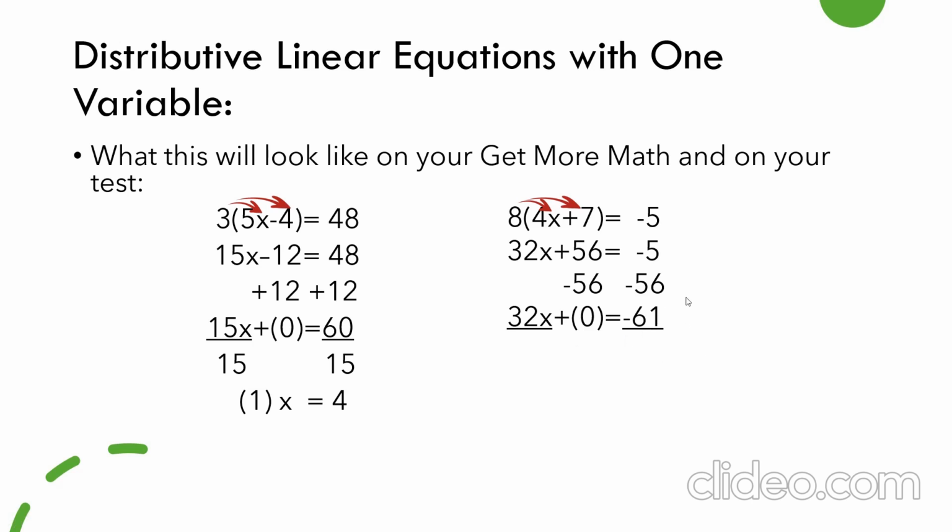Again, we're looking for a single variable, so 1x. So since it is 32 times x, we are going to divide by 32. What we do to one side, of course, we do to the other, which leaves us with an answer of 1x, or x, is equal to negative 61 over 32.